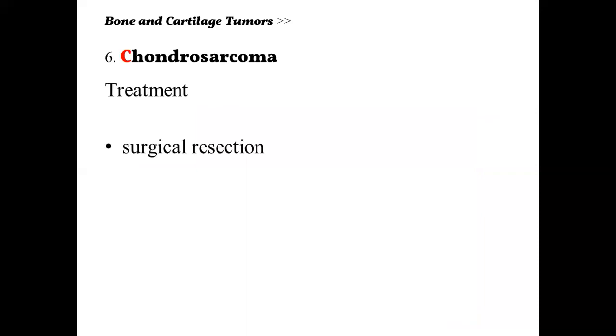I hope you can now differentiate somehow the bone and cartilage tumors among each other and how to differentiate osteoblastoma from osteoid osteoma, chondroma from chondrosarcoma, and there. Okay, so please keep in mind those key points that I mentioned earlier. Okay, with that, thank you, and that's the end of the bone and cartilage tumor topic.